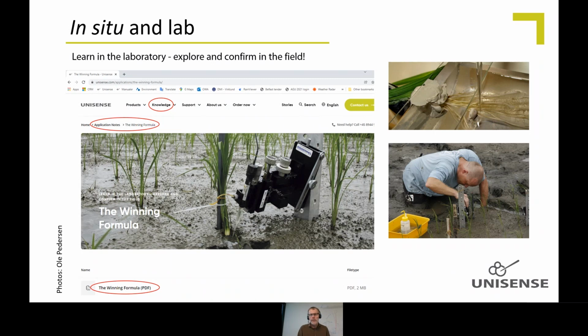So the last part of this, I will move more towards the field, with the aim tomorrow to be totally in the field with in situ instruments. This is also an application note, which you find on our website under knowledge, application notes, the winning formula. And this is written together with Ole Pedersen, who is professor at the University of Copenhagen, and he's been using microsensors for 25 years.